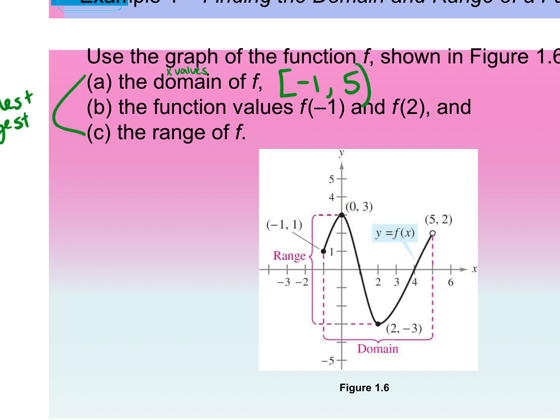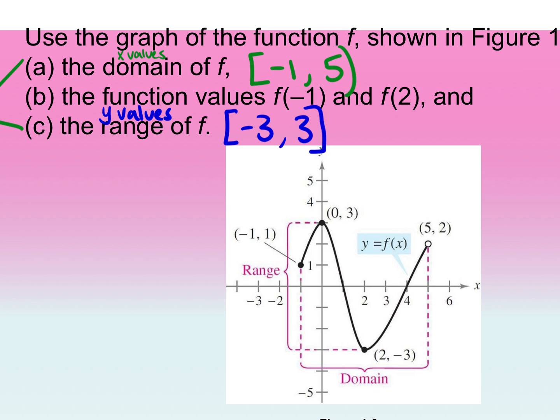I'm going to jump to C and let's do the range. So range, we're talking about y values. And again, we go from smallest to largest. So what's our smallest y value that our graph has? If we start at the bottom and go to the top, what's the first y value that our graph has down at the bottom? -3. Awesome. It's a closed circle, so we'd put bracket -3. What's the largest y value that our graph touches? 3. And again, that's a closed circle, so it'd be a bracket. Any questions on domain and range?